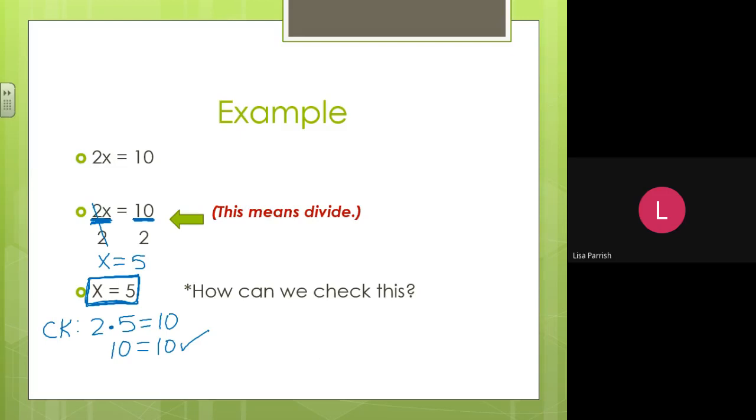So this is the format we're going to follow today. We're going to have a multiplication equation. We're going to divide it by whatever the coefficient is with the variable and get our answer. I'm not sure why my board's not letting me change it.